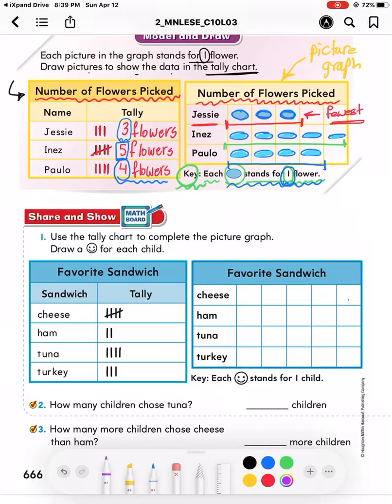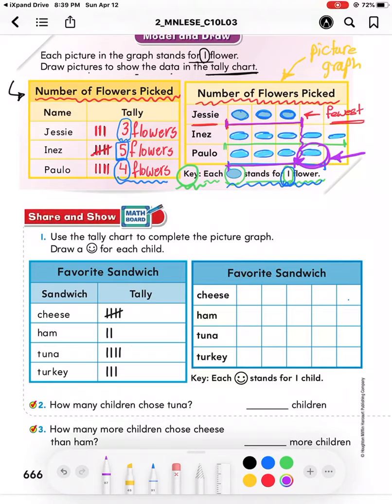Here, they are the same till this part, right? As you can see here, Jessie and Paulo, okay? But Paulo got how many more flowers here? One more flower. Excellent. So as I told you before yesterday, we use the graph and the charts in order to make it easier to compare between different data.